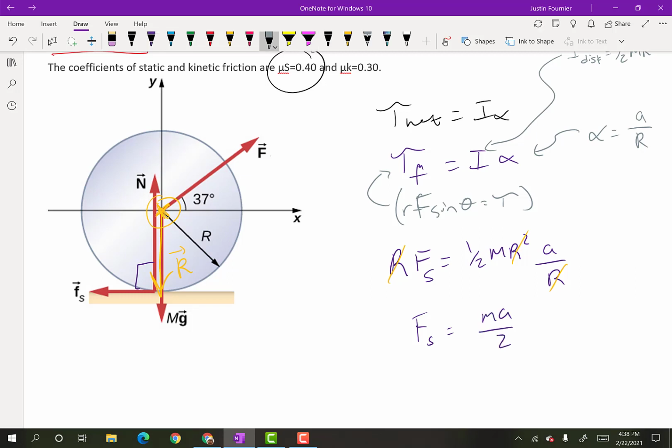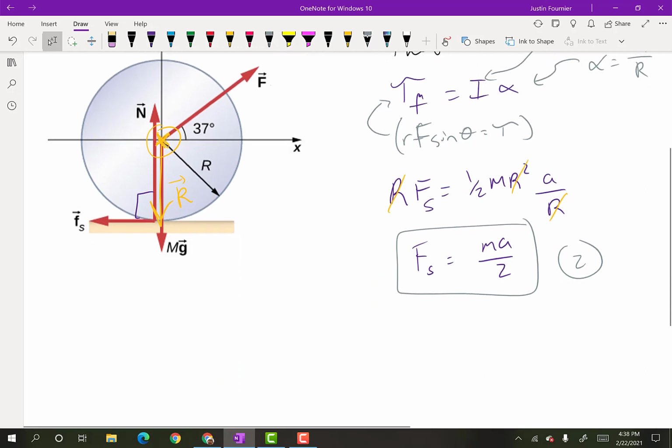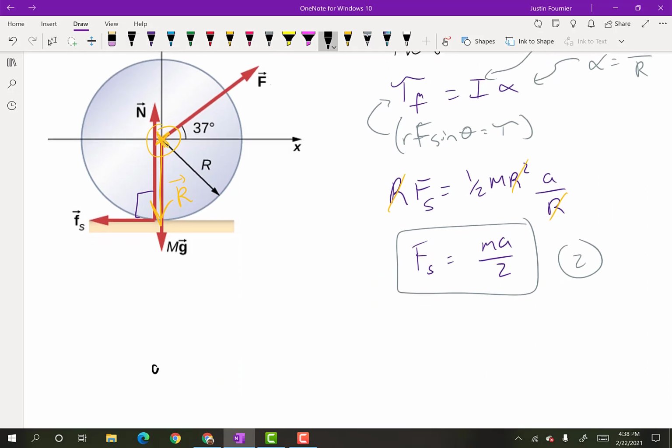And here's my second relationship that I've just made now. My first relationship is here. My second relationship is there. Let's see what Newton's second law tells me.